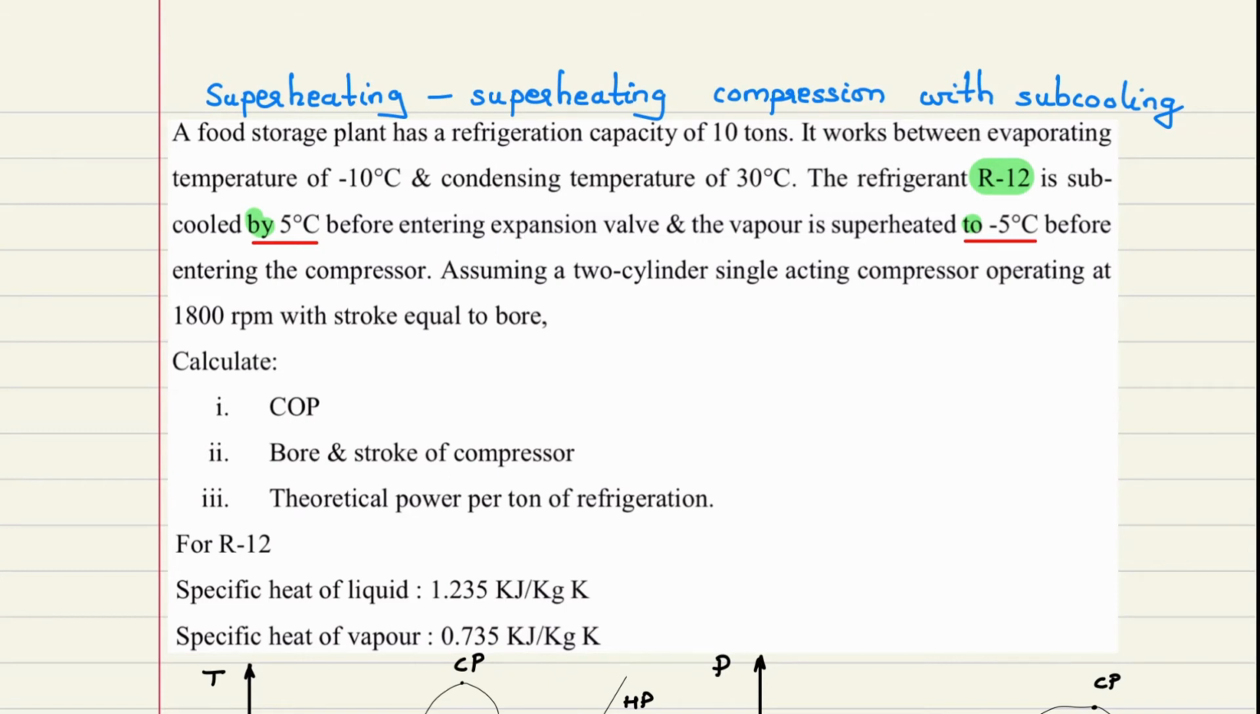Okay, next question. What is this type? Superheating compression with subcooling. So point 1 will be superheated, point 2 is also superheated, and point 3 is subcooled liquid. So I'll read the data, read the question. A food storage plant has a refrigeration capacity of 10 TR. So capacity is given as 10 TR. So I can write down the data.